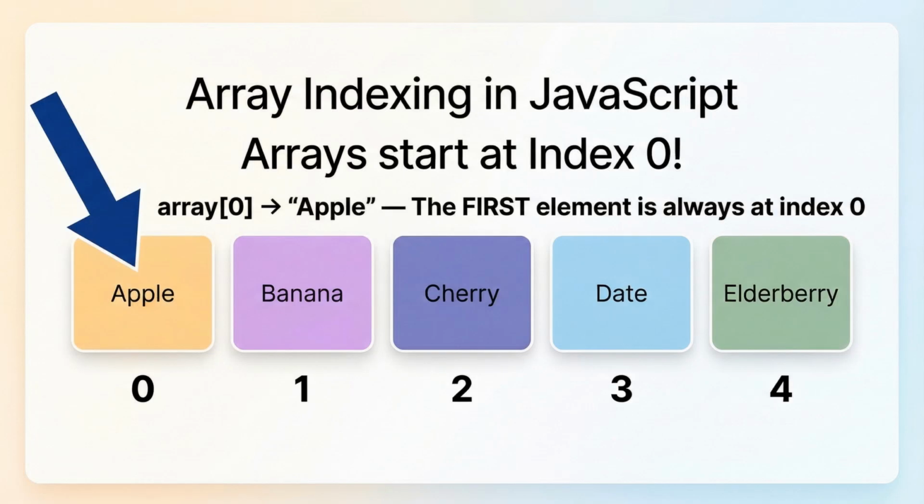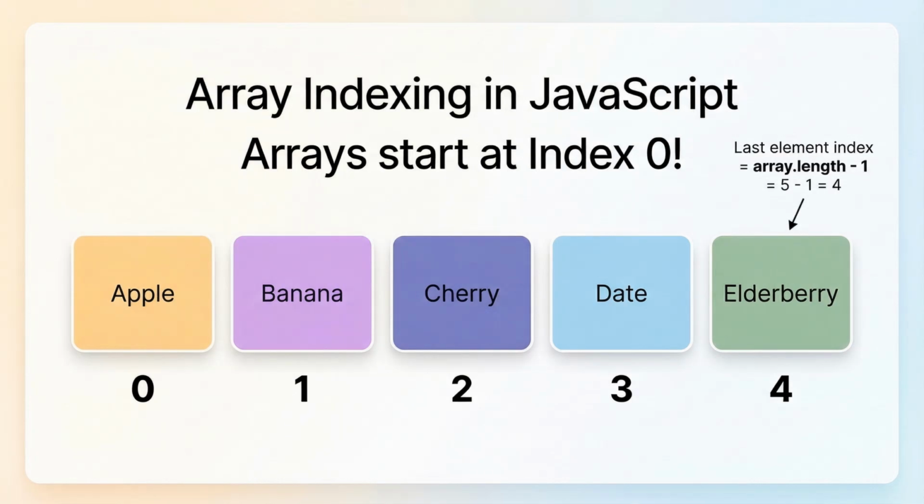So if you have an array of fruits and you want to access the first one, apple, you write array bracket 0, not array bracket 1. Index 0 is always the first element. This is called zero-based indexing, and it's one of the first mental shifts you need to make when learning to program.